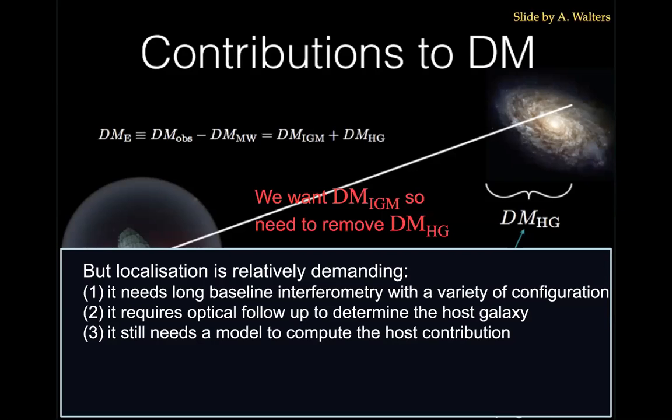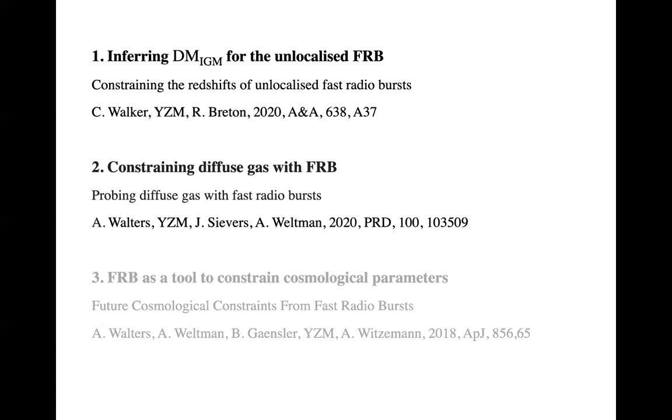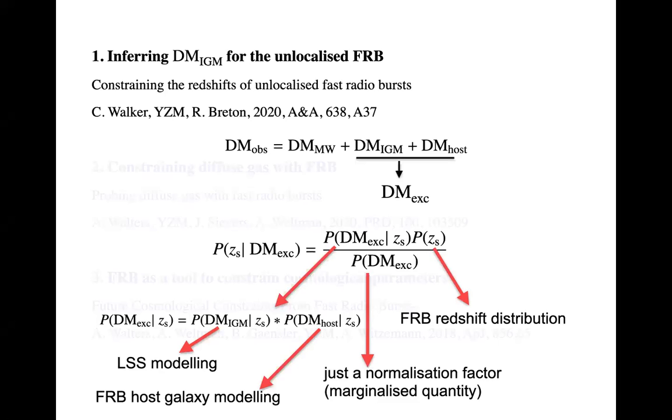And recently, there's an ASKAP paper published in Nature showing how they did this. But for the majority of FRBs, we don't know the host galaxy. Can we still somehow decompose that from the total extragalactic DM? This is a paper that I've been doing with Charlie Walker and Renee, and Tony later on did some forecasts of constraining diffuse gas with FRBs. Okay, let's see where we stand.